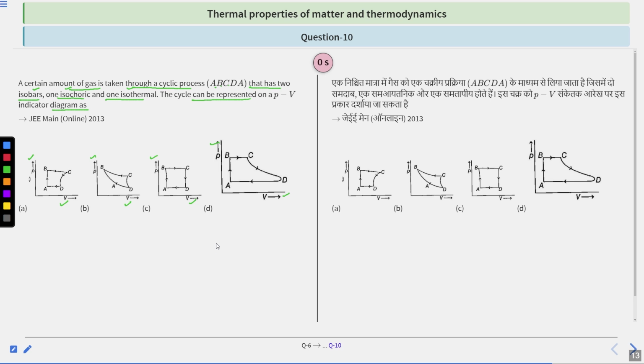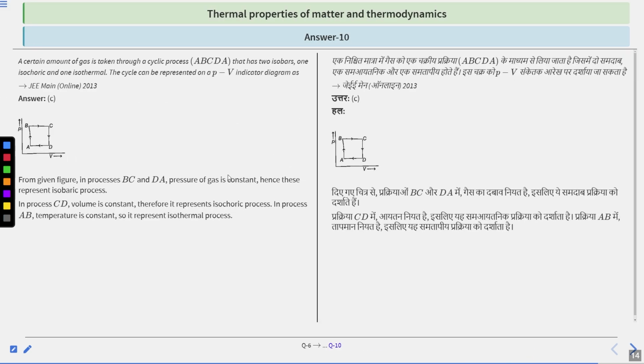Let's find a solution. According to the question, a certain amount of gas is taken through a cyclic process, and that cyclic process is ABCDA. That has two isobars, one isochoric and one isothermal. The cycle can be represented on a PV indicator diagram.